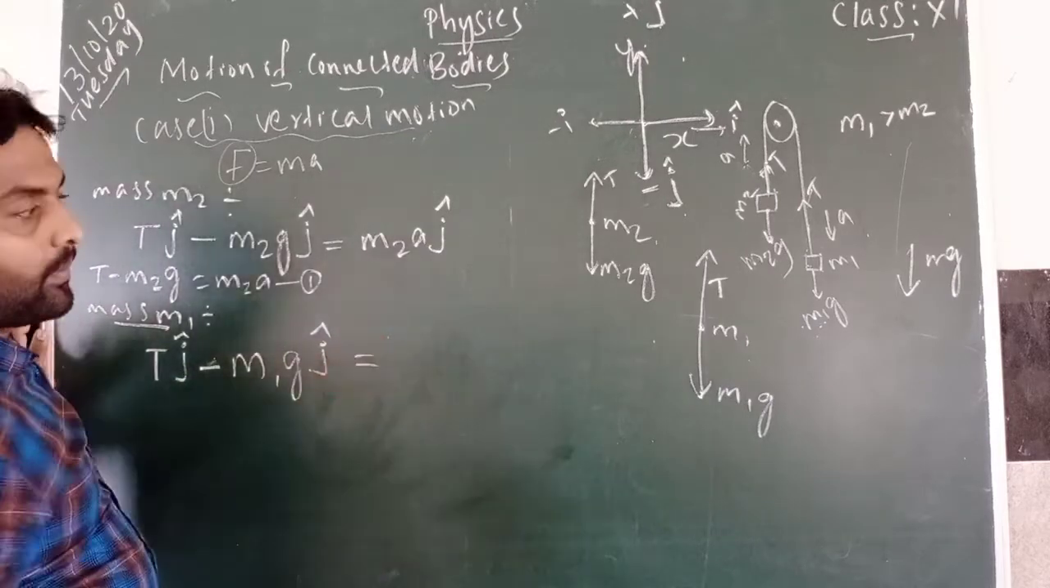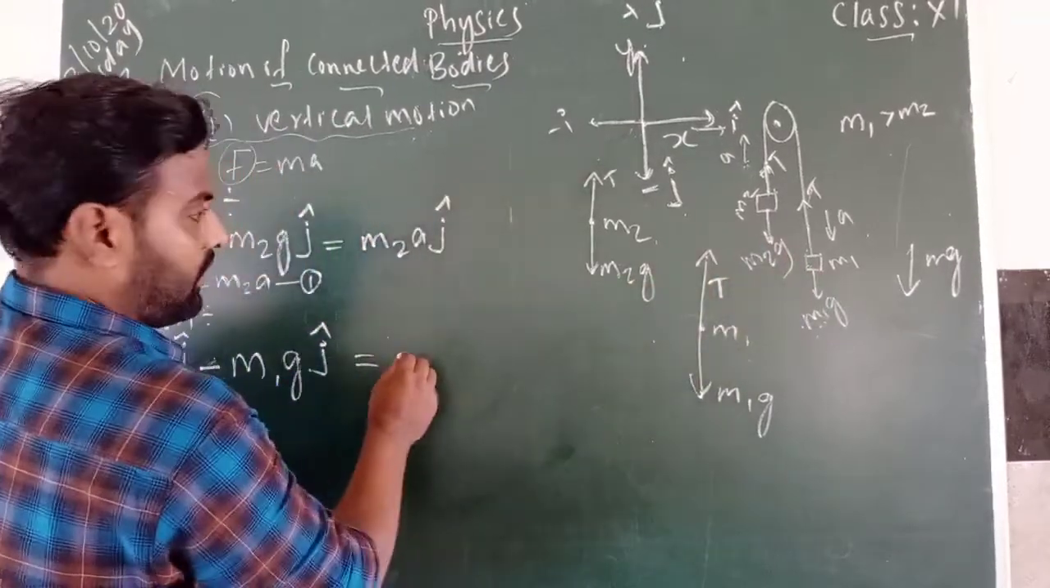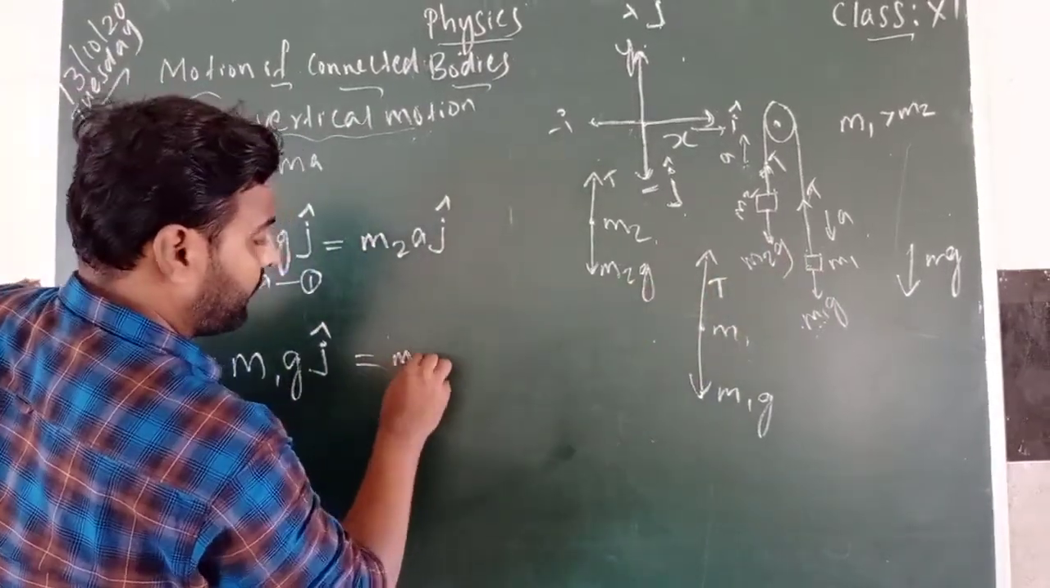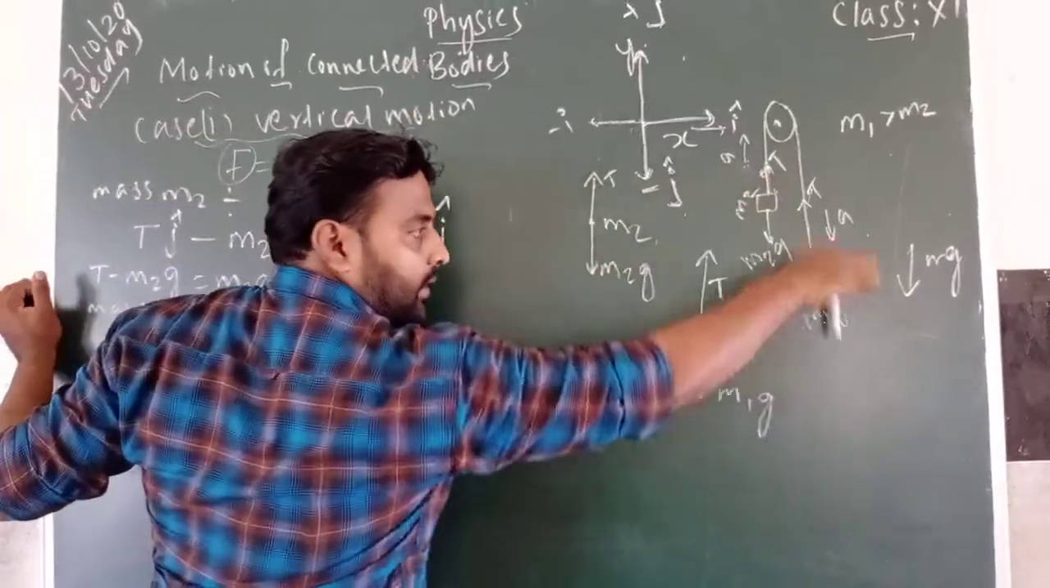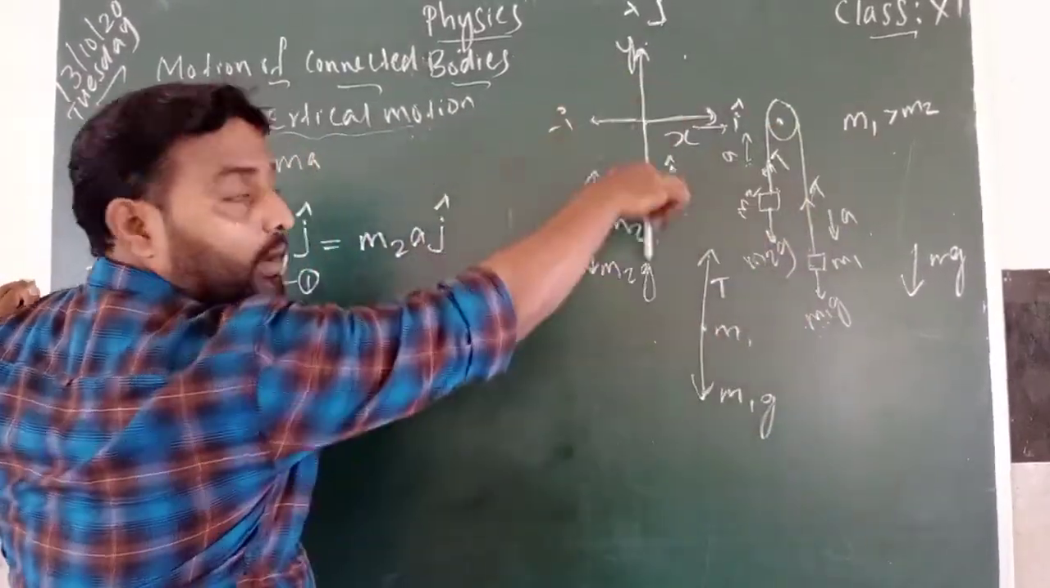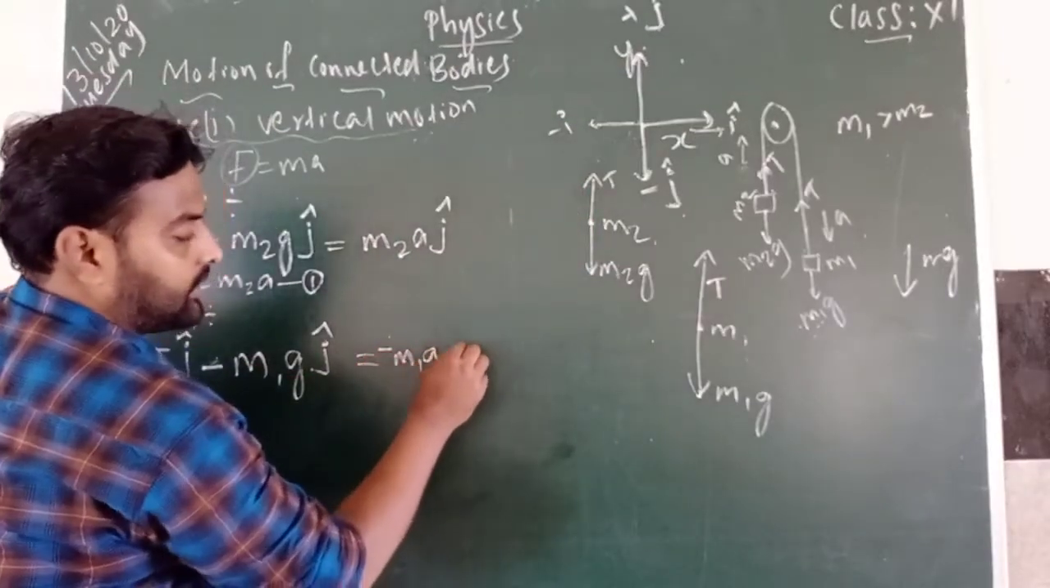This equals ma, here m1 and the acceleration. Which direction is the acceleration? Downward, and downward means minus j.